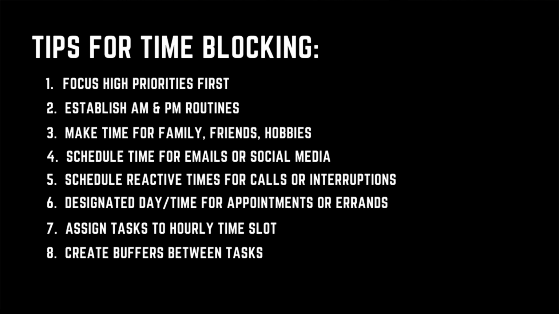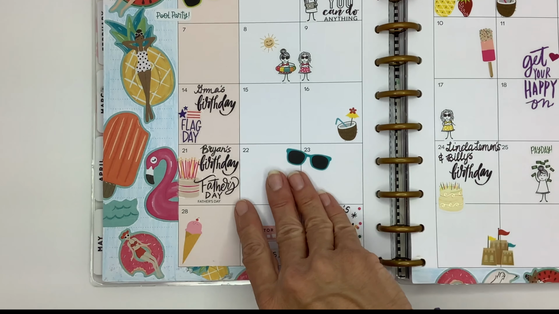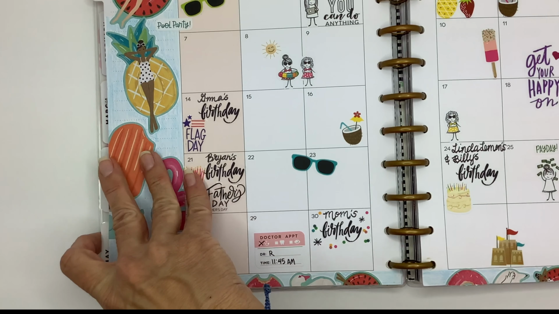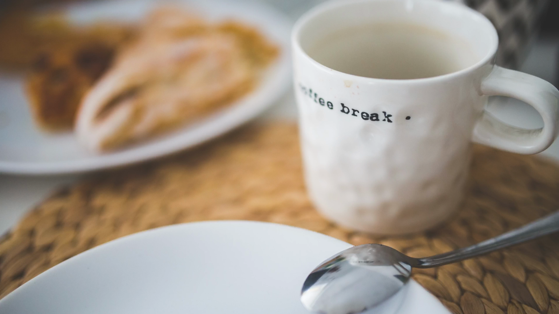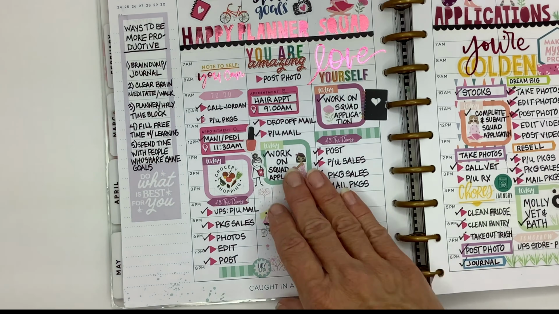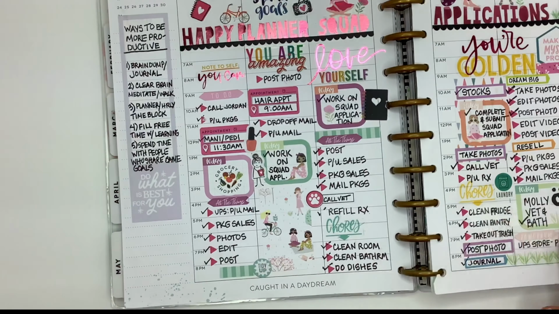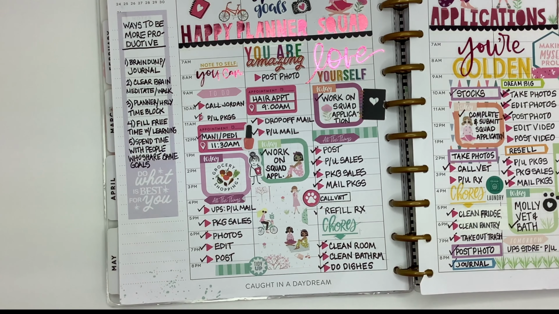Also, it's a good idea just to build in some time blocks for buffers between tasks. Sometimes it takes a little bit of time to switch gears between tasks. Some people like to maybe take a bathroom break or have a snack or take a short little walk, but it can be good to have some time blocks or buffers between your tasks. That way you have a little bit of time to switch gears.